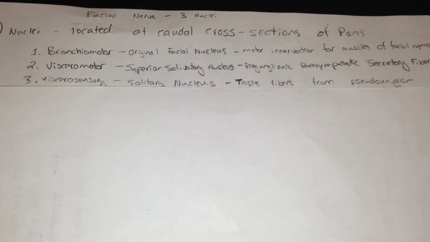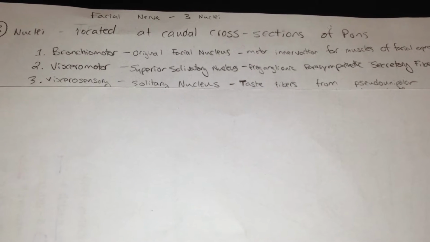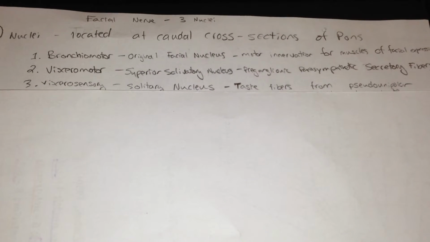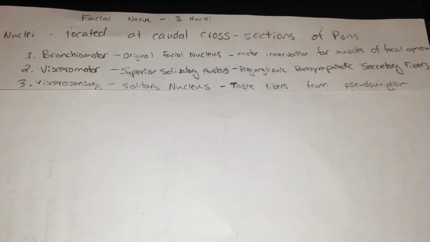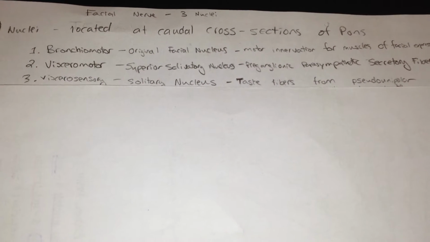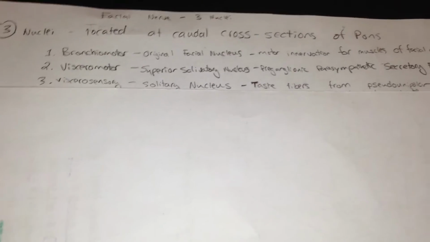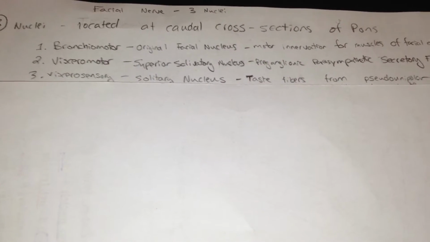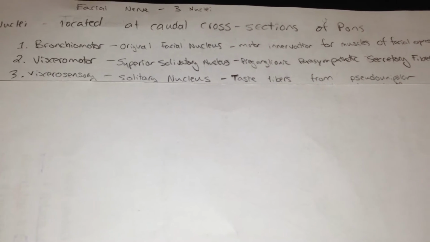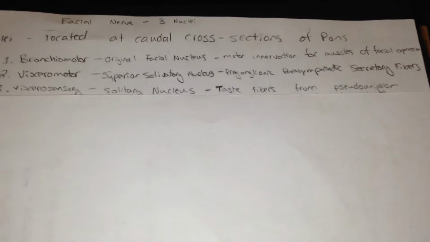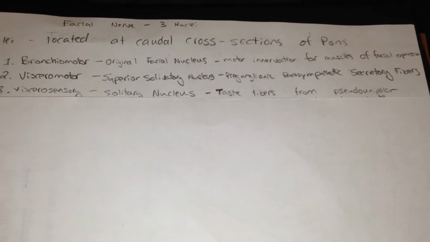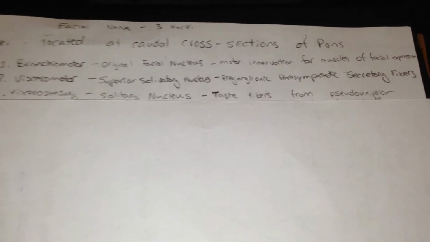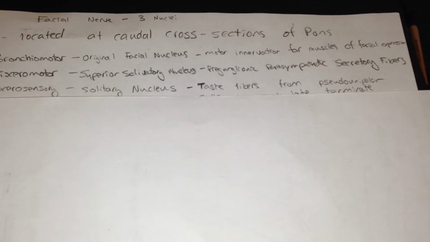Now the viscerosensory nucleus. It's going to receive taste fibers. When thinking of viscerosensory, viscera means organ, and sensory obviously means sensory. So basically, you're going to receive sensory information about the organs. Because the taste fibers are part of the oral cavity, it's going to be inside your body. Therefore, it's going to be an organ of the oral cavity.